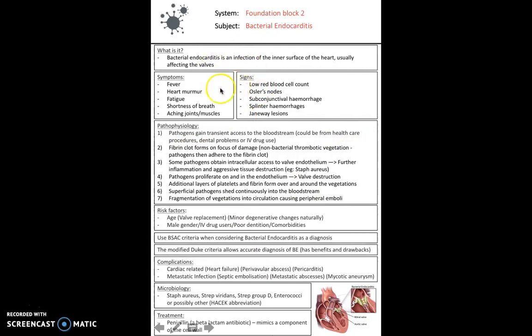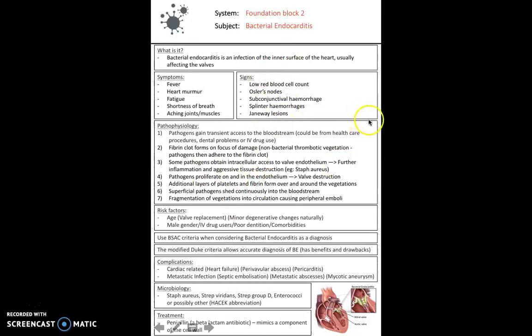Moving on, we will talk about bacterial endocarditis, which is an infection of the inner surface of the heart, the endocardium, usually affecting the valves. It presents with fever, a heart murmur potentially, fatigue, shortness of breath, and aching joints and muscles. And clinically, we should look for low red blood cell counts, Osler's nodes, subconjunctival hemorrhages, splinter hemorrhages, and Janeway lesions, which are all indicators of bacterial endocarditis.